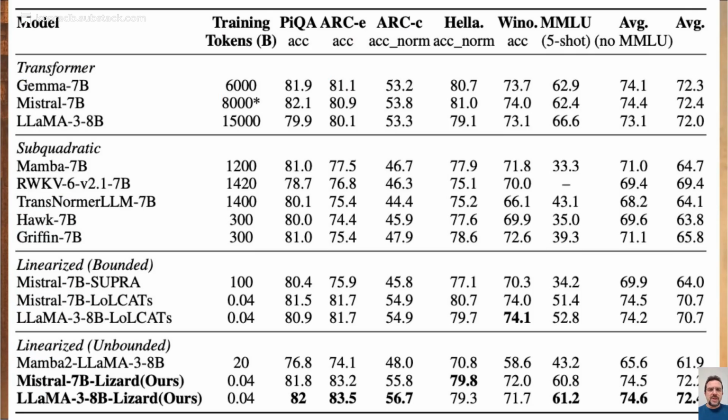Table 1 provides a direct comparison of Lizard with its peers. The key finding is that Lizard models perform exceptionally well, nearly matching the original, computationally expensive models they are based on. When we look at the MMLU score, a difficult test of general knowledge, Lizard significantly outperforms other models designed for efficiency. It also proves superior to lolcats, another model conversion technique, especially because Lizard can handle texts of any length, not just the length it was trained on.